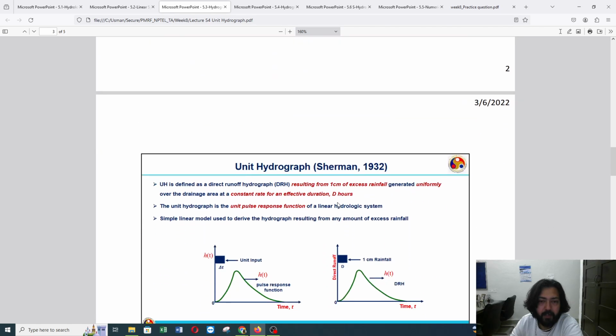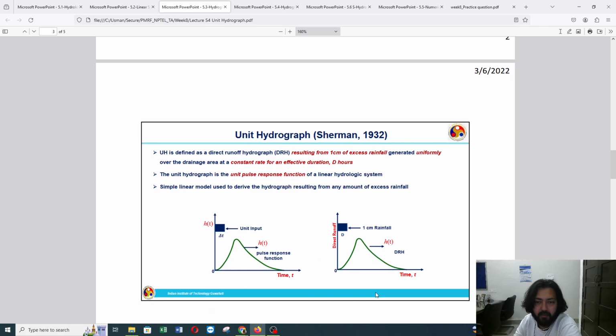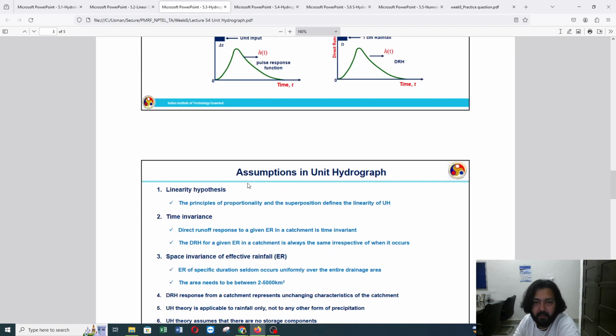The unit hydrograph is the result of 1 centimeter of excess rainfall generated uniformly over the rained area at a constant rate for an effective duration of Dr. We know that the unit hydrograph is a unit pulse response function of a linear hydrologic system. So this is a representation of the unit pulse response function, where the input is a unit pulse and the output is the pulse response function h(t). Similarly, this applies to a unit hydrograph where the input is ER, that is excess rainfall, and the output is DRH, right?